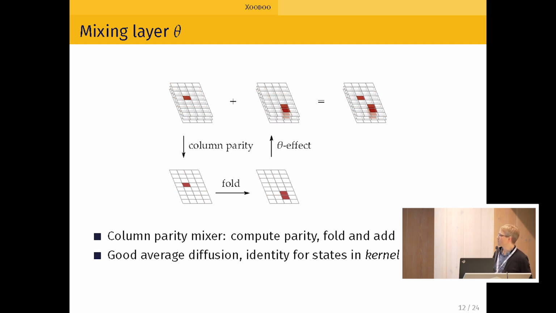So if you have just one bit set to 1, you can see the effect. The parity will be 1 bit, then the folding will be 2 bits, and then 6 bits will be XORed to the state. Of course, if you have 2 bits set to 1 in the same column, the parity is 0, and there is no effect. That's the kernel.